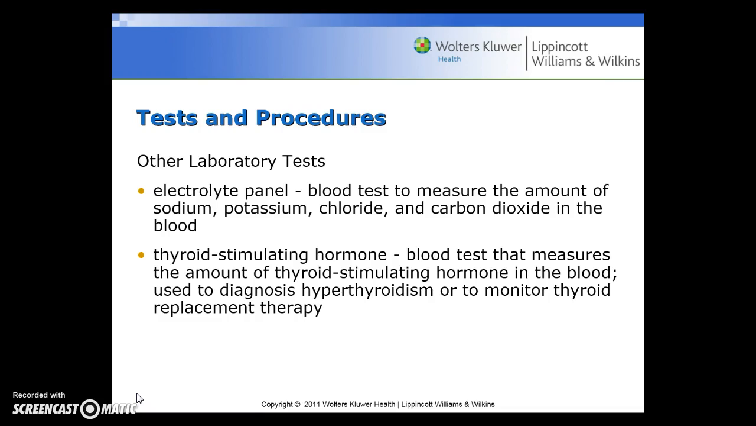Other laboratory tests associated with the system are an electrolyte panel, a blood test to measure the amount of sodium, potassium, chloride, and carbon dioxide in the blood. And thyroid stimulating hormone, that's the blood test that measures the amount of thyroid stimulating hormone in the blood, and it's used to diagnose hyperthyroidism and to monitor thyroid replacement therapy.